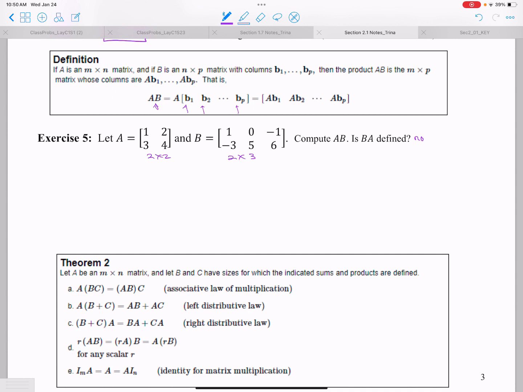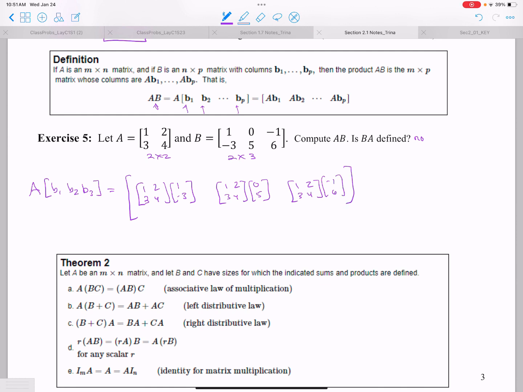And just to show you how this definition works, if I multiply A times B1, B2, B3, that would be the matrix 1, 2, 3, 4 times the vector 1, negative 3. That would be your first column. The second column would be 1, 2, 3, 4 times your second column. And then you have 1, 2, 3, 4 times your last column. And then you can use matrix vector multiplication, whichever you prefer.